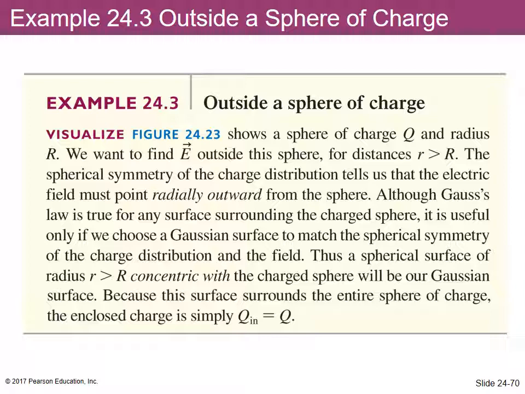Although Gauss's law is true for any surface surrounding the charged sphere, it is useful only if we choose a Gaussian surface to match the spherical symmetry of the charge distribution and the field. Thus, a spherical surface of radius r greater than R, concentric with the charged sphere, will be our Gaussian surface. Because this surface surrounds the entire sphere of charge, the enclosed charge is simply Q.